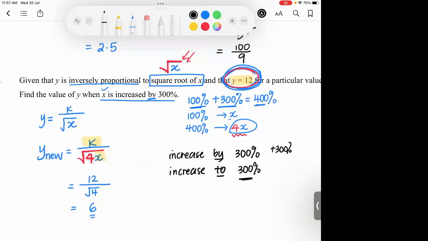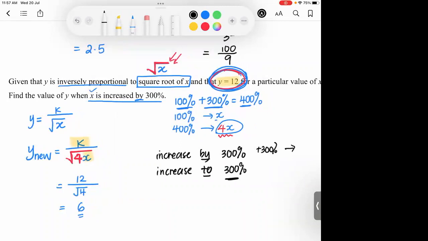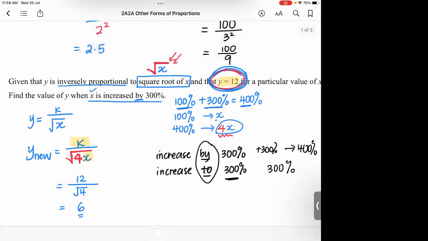Okay, now increase by means I add another 300%. It will become 400%. But if I increase to, it means it's directly 300%. Then that will be 3 times. So these two words have a little bit of difference in their meaning. So make sure you interpret it correctly.